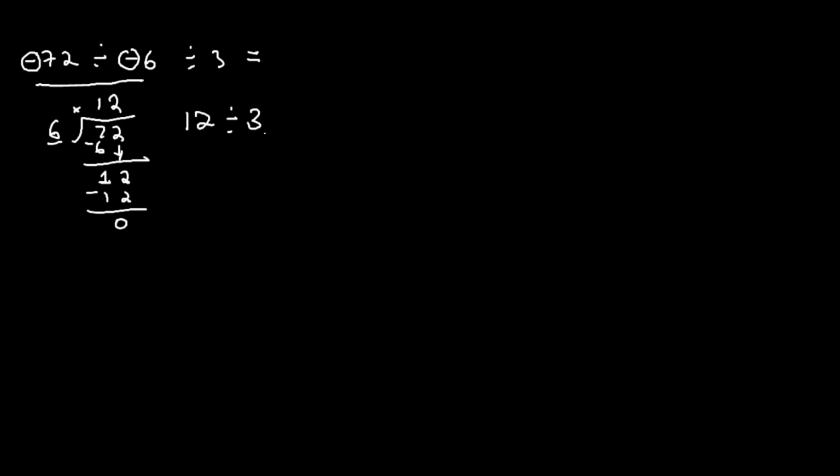Now 12 divided by 3. How many times does 3 go into 12? Well, if you multiply 3 times 4, it will give you 12. So 3 goes into 12 4 times.